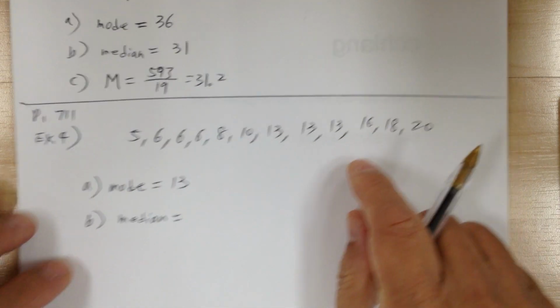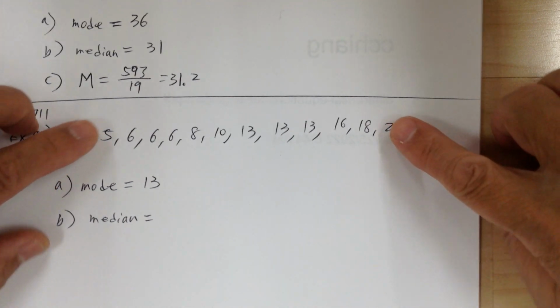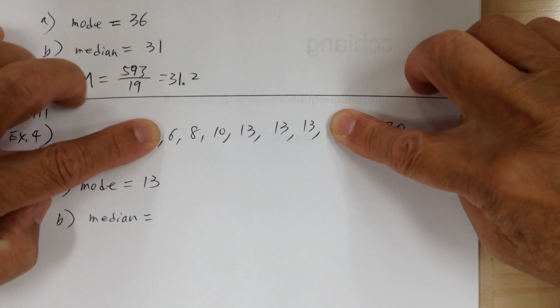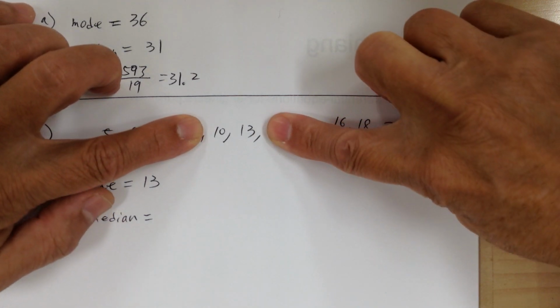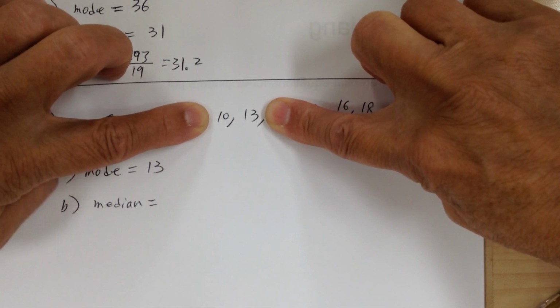Median, again, you start from the bottom, you're looking for the middle number. So you cover it up and go toward the middle. Keep going. Now you run into a problem. Now there's no middle number. There are two middle numbers.